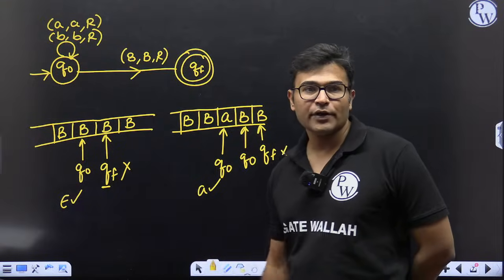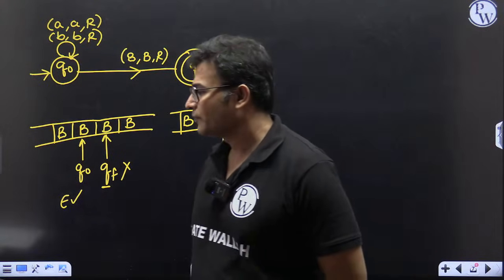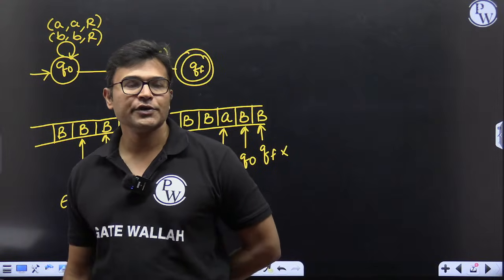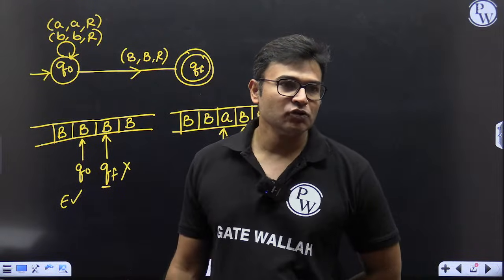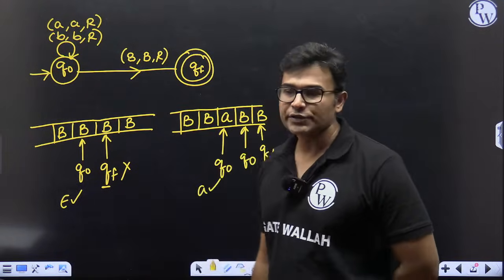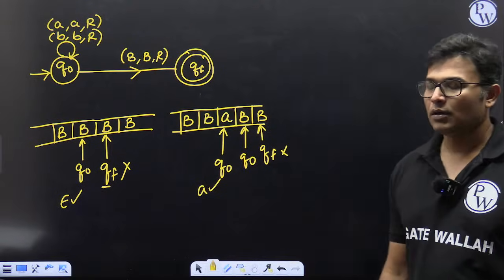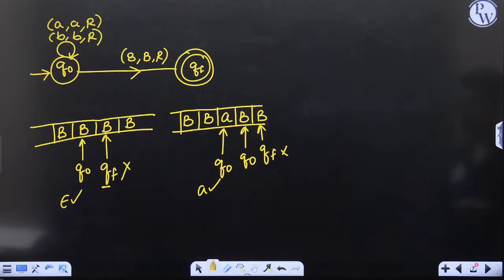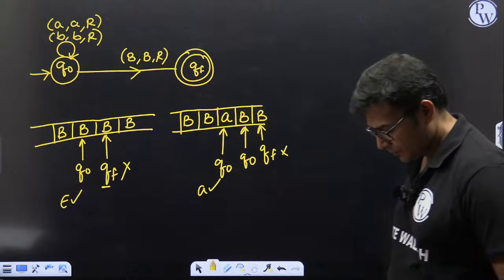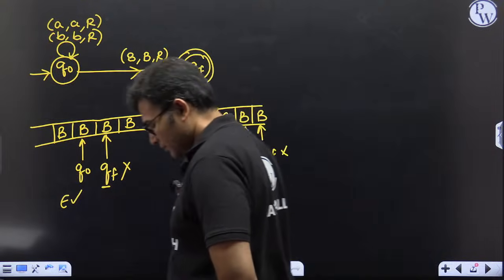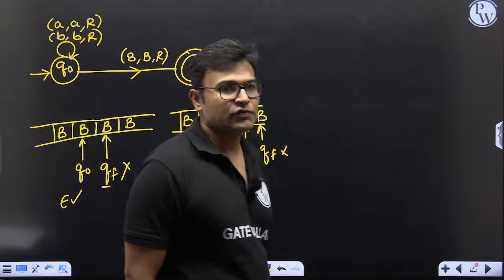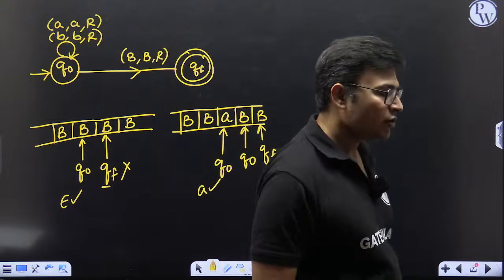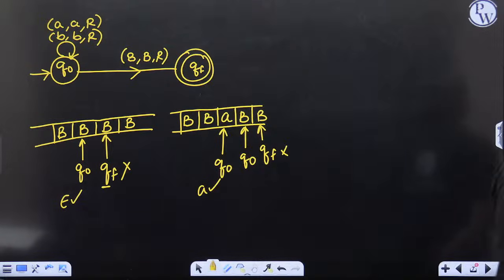Like this, you take other strings and you try to do this. So epsilon is accepted, A is accepted. Now see for other strings as well, whether they are accepted or not.